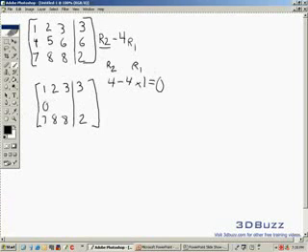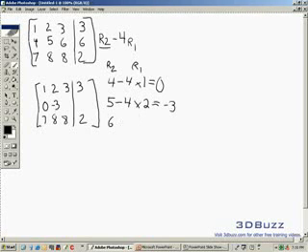Exactly. So that's 0. Then we have 5 minus 4 times 2, that equals negative 3, I believe. So that's a negative 3. And we have 6 minus 4 times 3, which equals negative 6. And finally, 6 minus 4 times 3, which also gives negative 6.